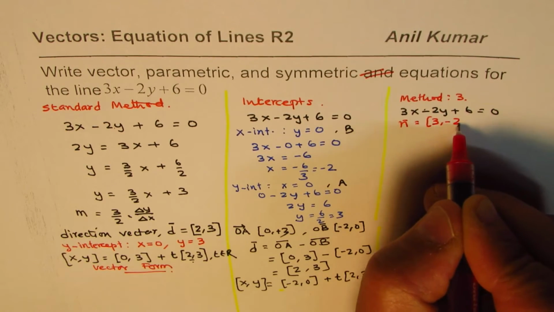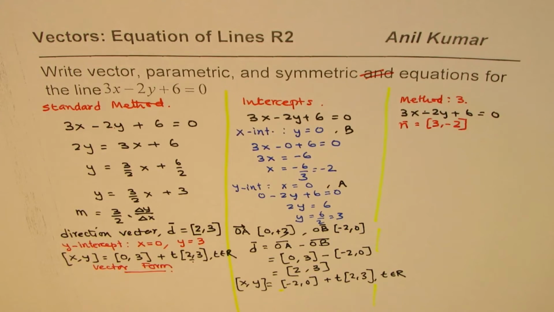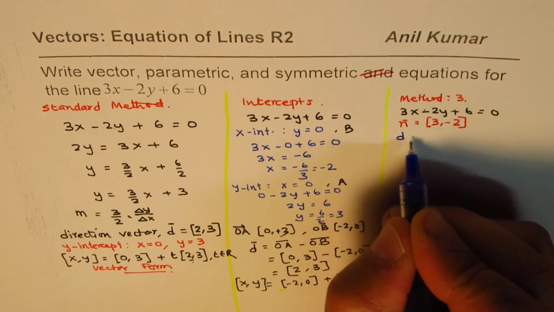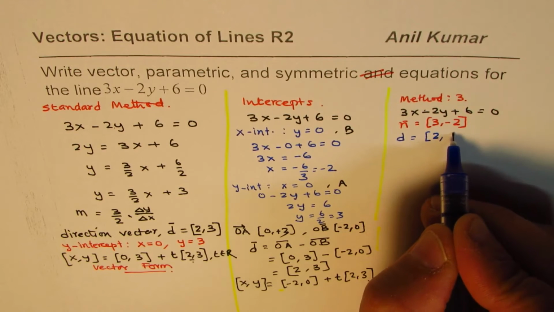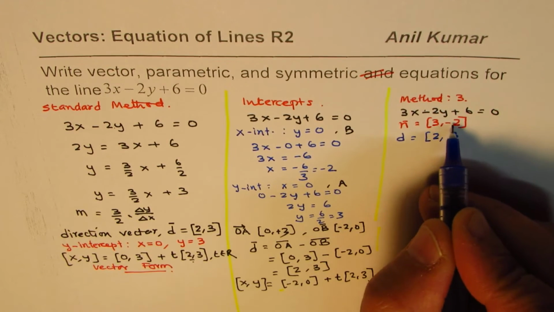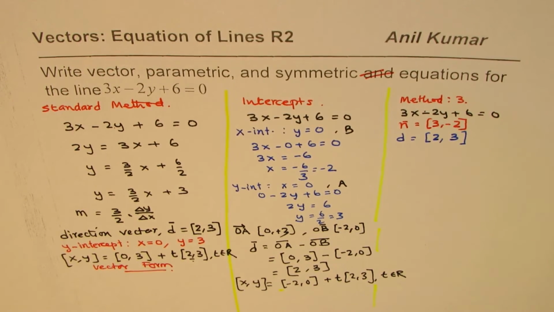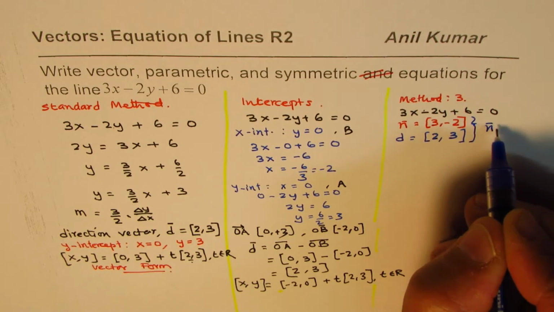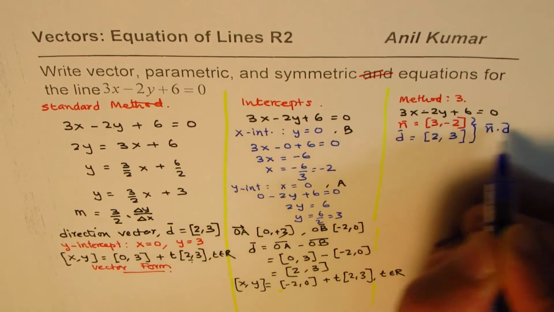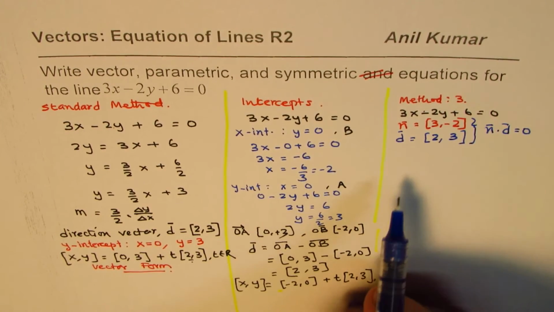Now if the normal is (3, -2), then the direction vector is what? Flip this, we get 2 and then 3. Change one sign. Here one is negative, we are making both positive. So we have changed one sign, right? You can verify that the dot product of these two will be 0, so they are perpendicular. So that becomes your direction vector.